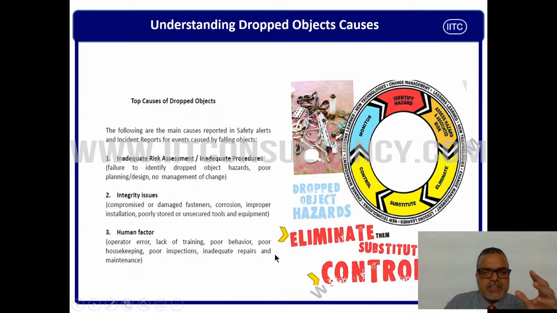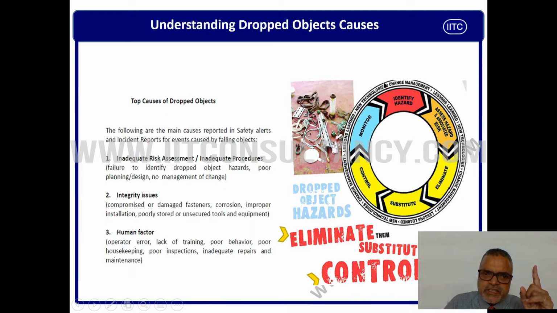Inadequate repairs and maintenance. If some equipment is vibrating and nuts and bolts are getting loosened, and if you do not do the repair and maintenance, probably this will loosen and the nuts and bolts will come out. So this will create a dropped object. So in this slide we have seen the top contributor of dropped objects is inadequate risk assessment or inadequate procedure. Second is integrity issues, and third is human factor engineering.